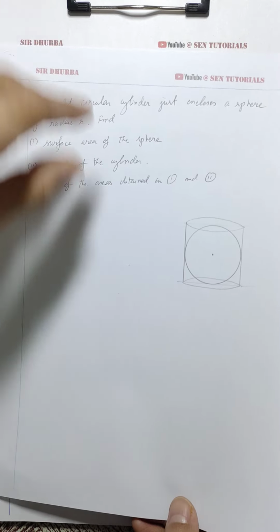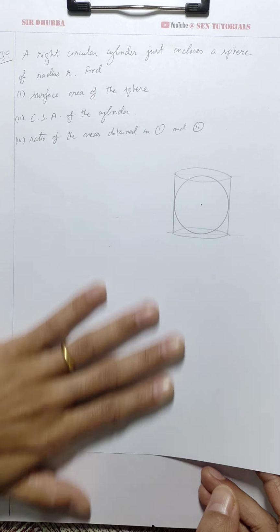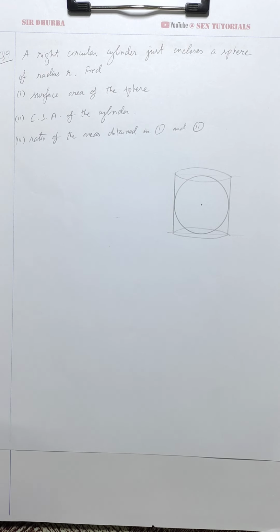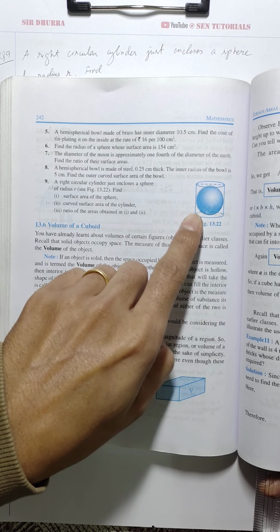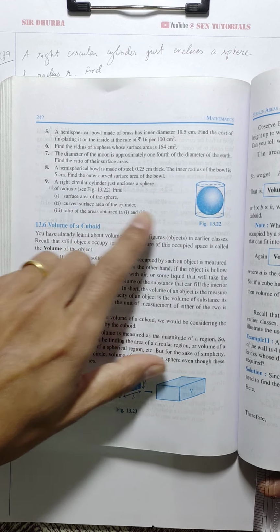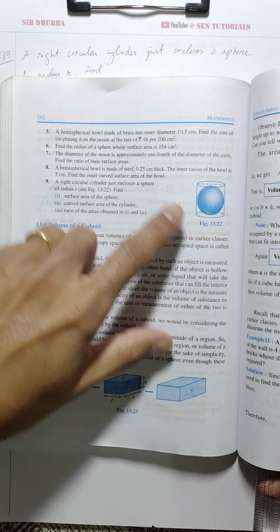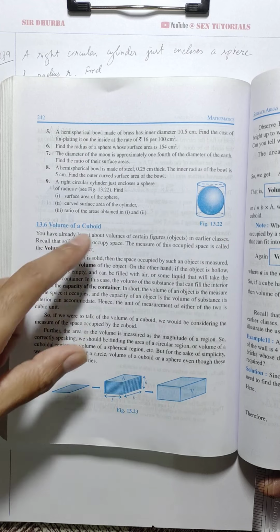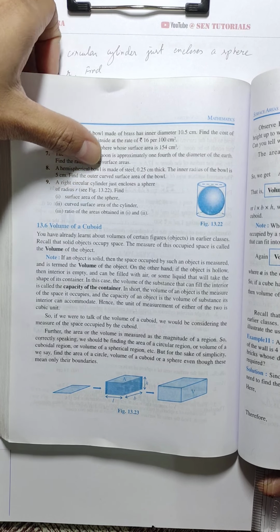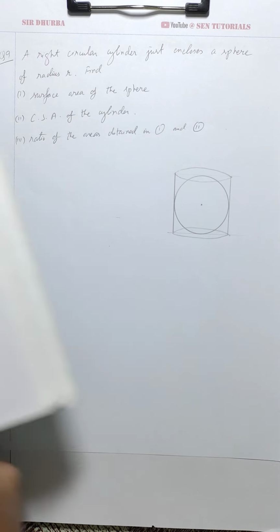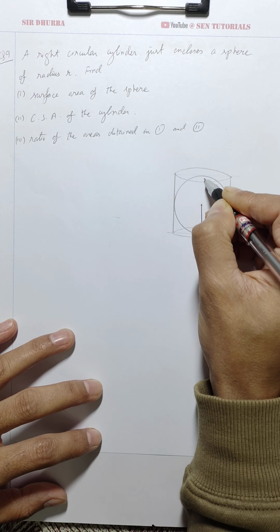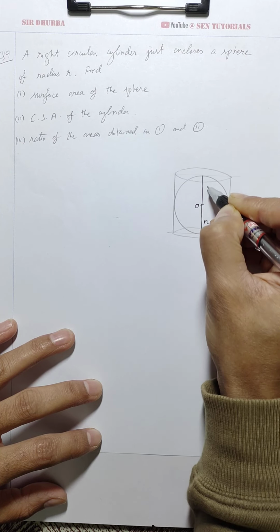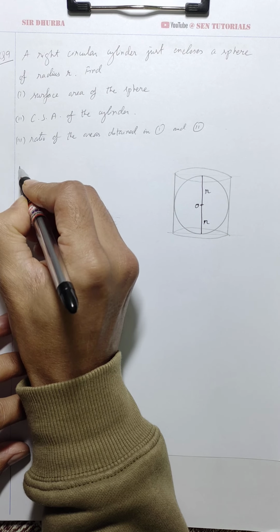Question number, I've just written the question. My handwriting is not very good, so the question is this actually, that a right circular cylinder just encloses, that means just covers a sphere of radius r. Find the surface area of the sphere, that won't be a problem. Curved surface area of the cylinder, let's try to find out that. Ratio of the areas obtained in 1 and 2. So I've just drawn a sphere. If I consider this to be the radius, then even this is also the radius. This is the center, this is also the radius. Now, let's do for number 1 first.